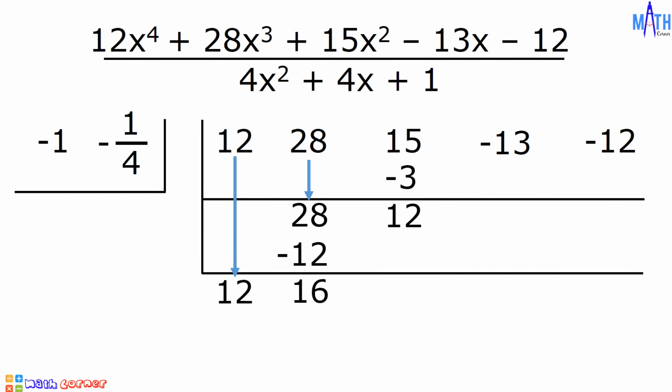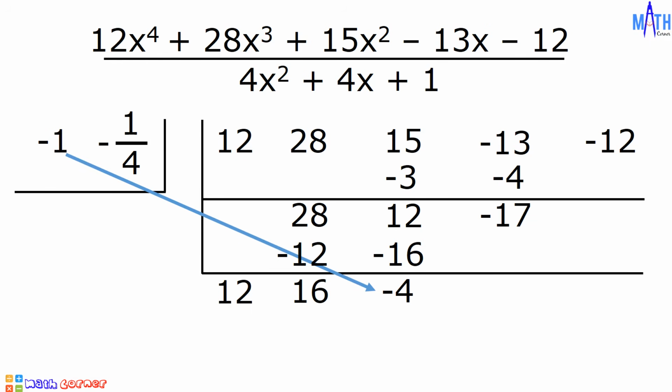Let us repeat the process. Negative 1 times 16 is equal to negative 16. Negative 1/4 times 16 is equal to negative 4. Let us add: 12 plus negative 16 is equal to negative 4, and negative 13 plus negative 4 is equal to negative 17. Next, we have negative 1 times negative 4 is equal to positive 4. Negative 1/4 times negative 4 is equal to positive 1.